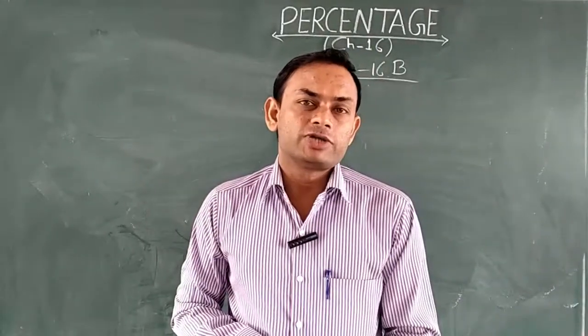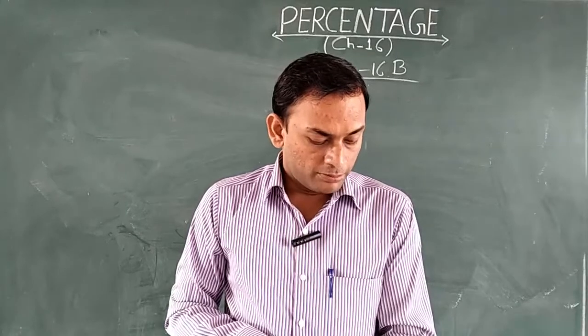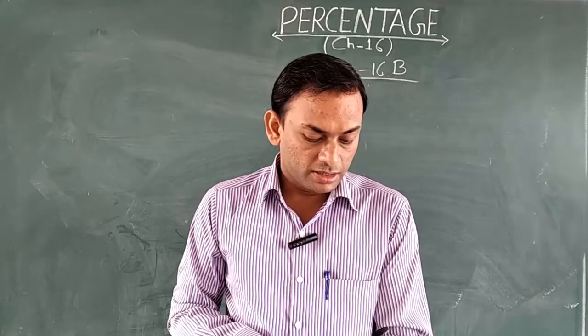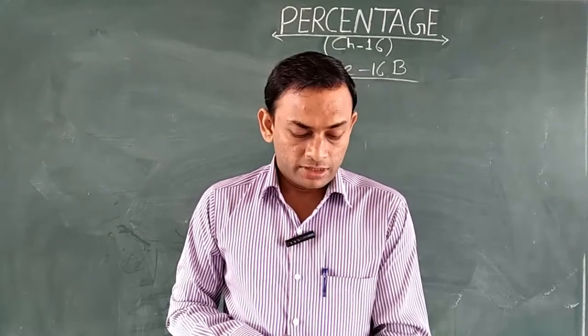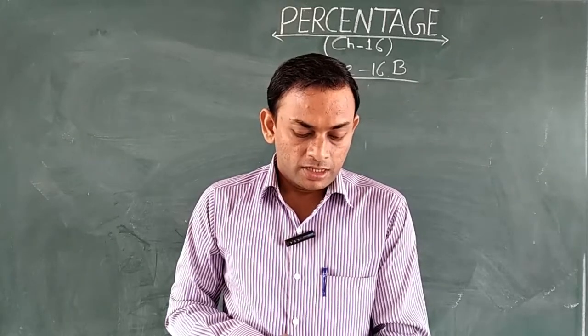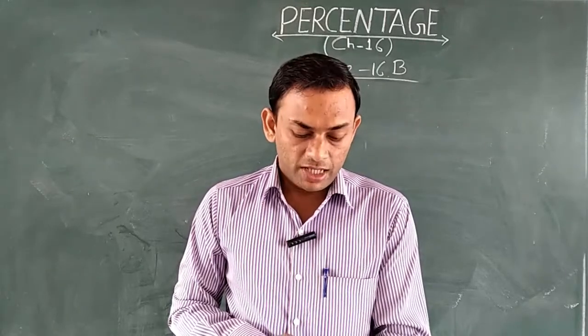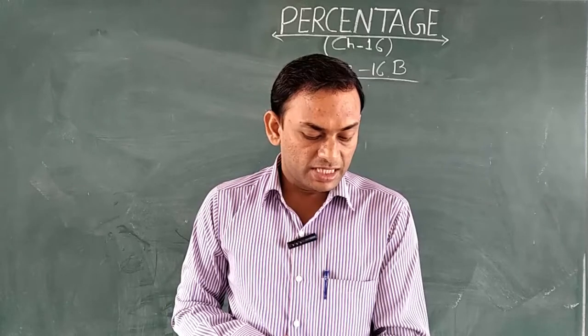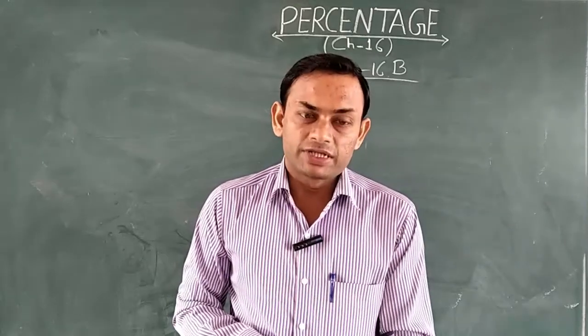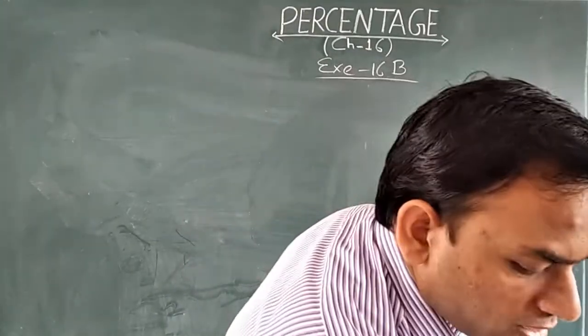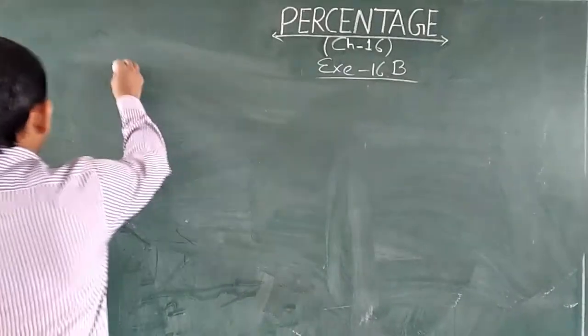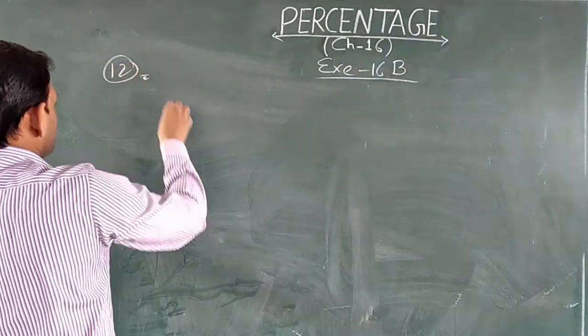Now I am just going to tell you the question number 12. Mr. Sharma has a monthly salary of 8,000 rupees. If he spends 6,400 rupees every month, find his monthly expenditure as a percentage. Okay, we have to find the monthly expenditure. This is the question number 12.